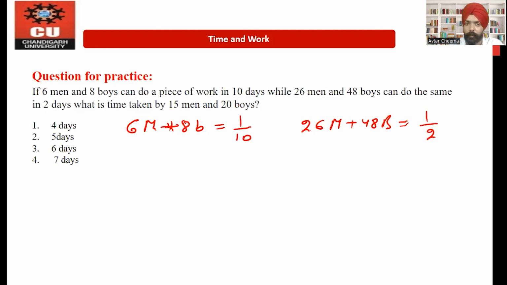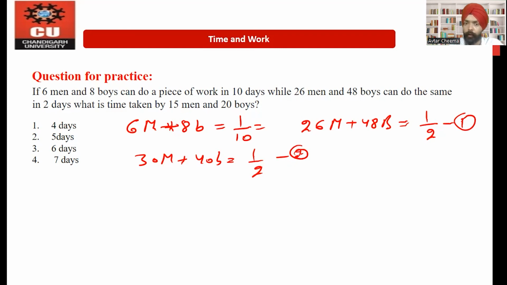Here in the first part, if I multiply by 5, what I'm getting is 30m plus 40b is equal to 1/2. Why am I multiplying this by 5? The reason is this will be the half and this is half. Both will be the same equation. I can easily equate. So this is equation number 1 I will write down. This will be the 2.